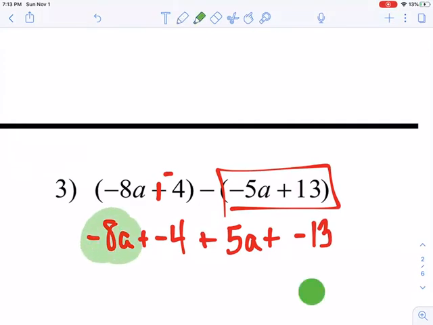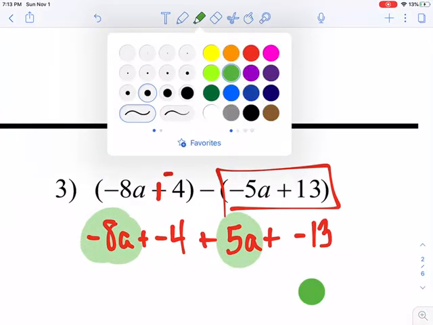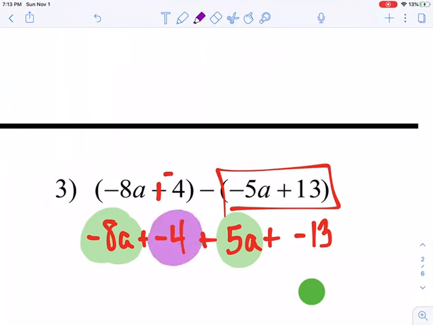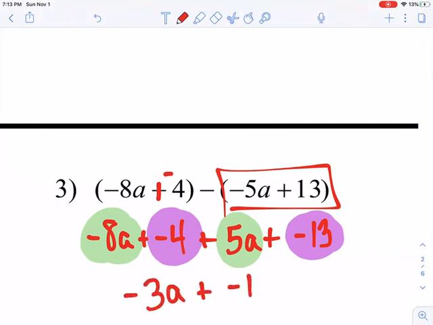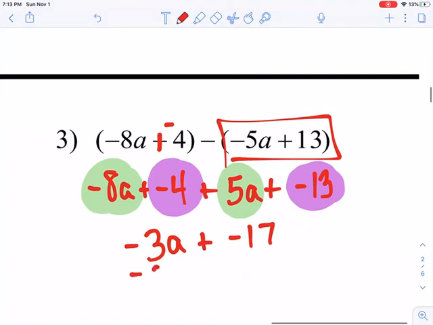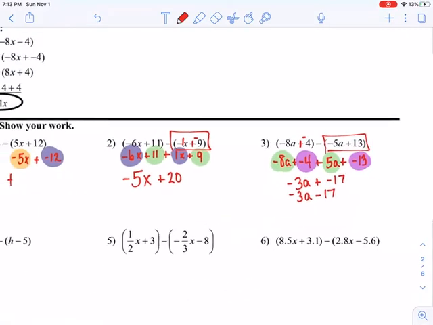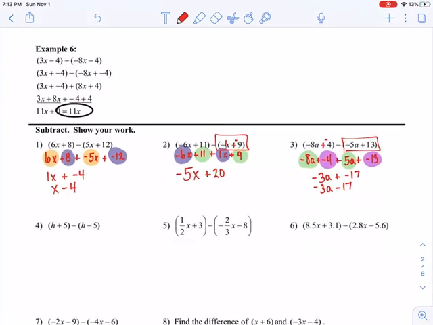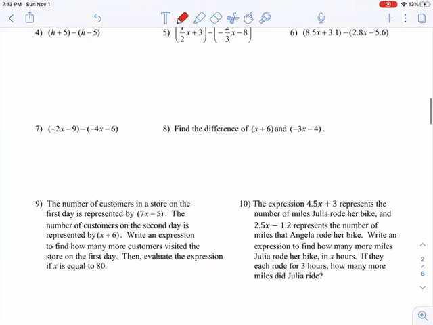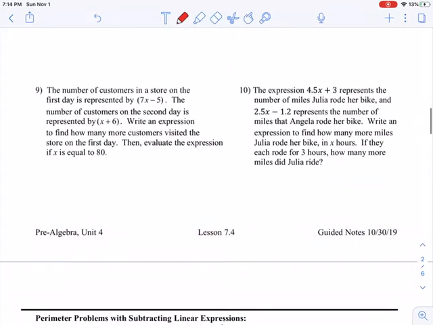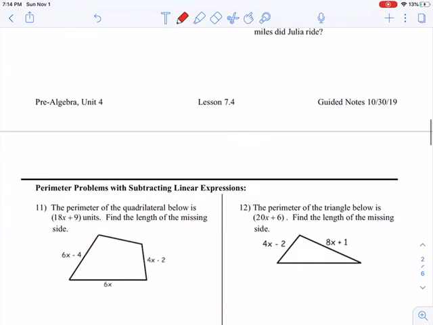We can combine our a's, and we can combine our negative 4 and negative 13. That gives us negative 3a plus negative 17. You can rewrite that as negative 3a minus 17 if you want to. Okay, so there's some more practice problems there for you.